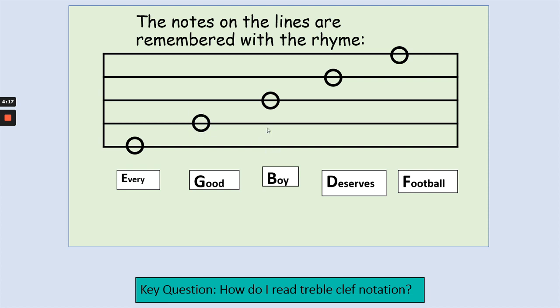This circle, 1, 2, third line up. That is the word boy, so the note is a B. This circle, 1, 2, 3, 4, deserves. So that's the note D. And this circle, 1, 2, 3, 4, 5, right on the top line, football, and it's the note F.